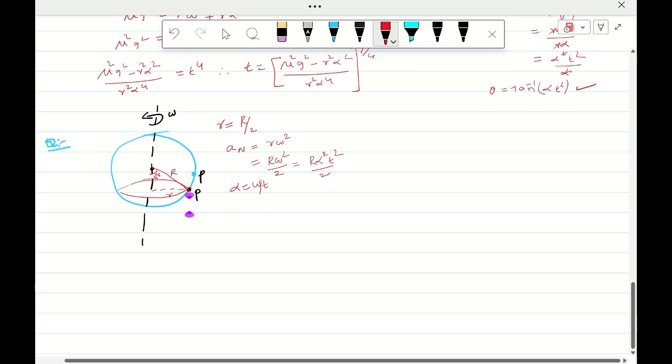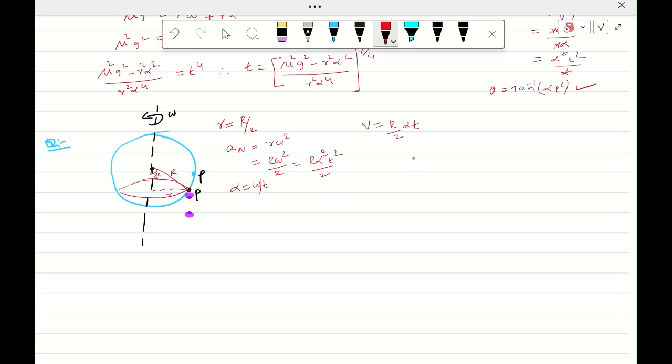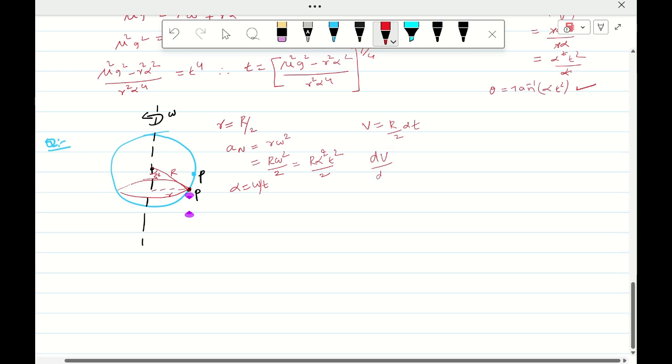This is normal acceleration. Or if they are asking only speed, then v is equal to r omega, means r by 2 into alpha into t. Omega is equal to alpha into t. Alpha is equal to the change in angular velocity by time. So v is equal to, we can find out a_n. Now I want a_t. a_t means dv by dt, right? This is the speed of this particle. So dv by dt is equal to r alpha by 2. So these are the questions.